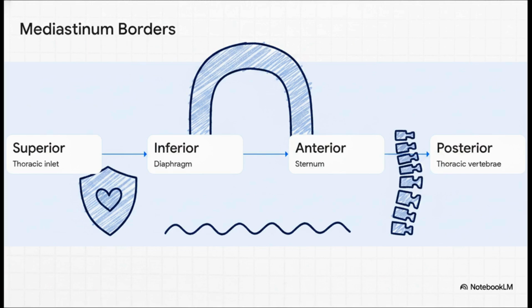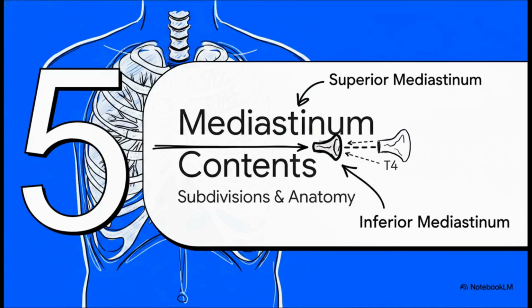Anteriorly, the front wall is the sternum, standing guard over your heart. And posteriorly, the back wall is formed by those sturdy thoracic vertebrae we just mastered. Everything packed safely inside the central compartment, that is your mediastinum. Section 5. Mediastinum Subdivisions and Contents.